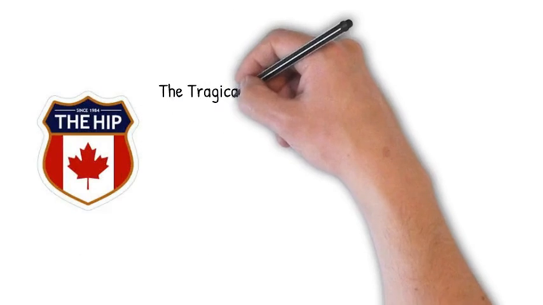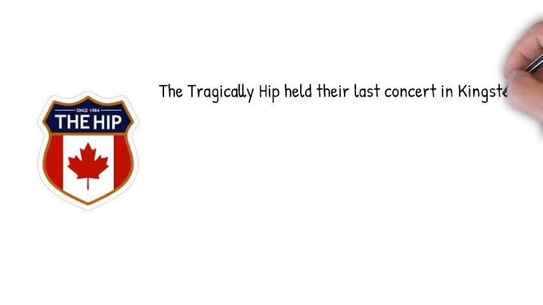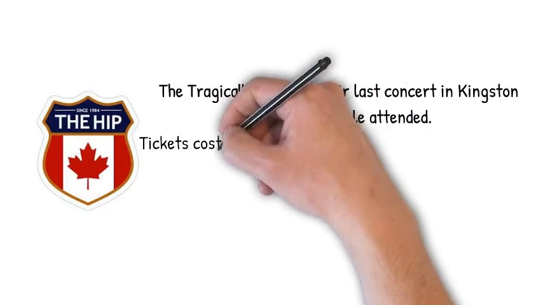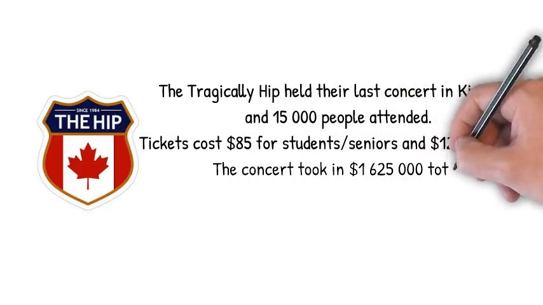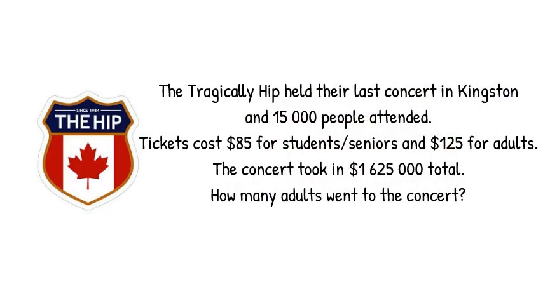The Tragically Hip held their last concert in Kingston, and 15,000 people attended. Tickets cost $85 for students and seniors and $125 for adults. The concert took in $1,625,000 in ticket sales. How many adults went to the concert?